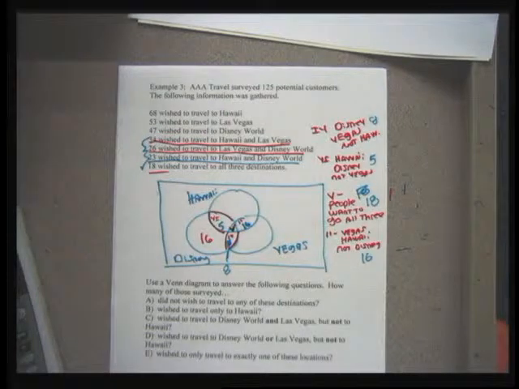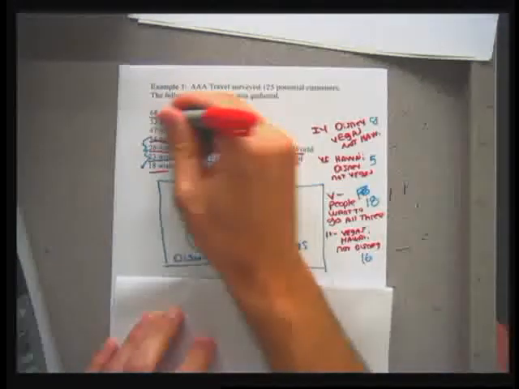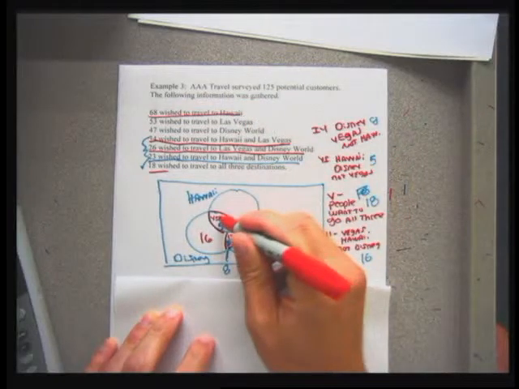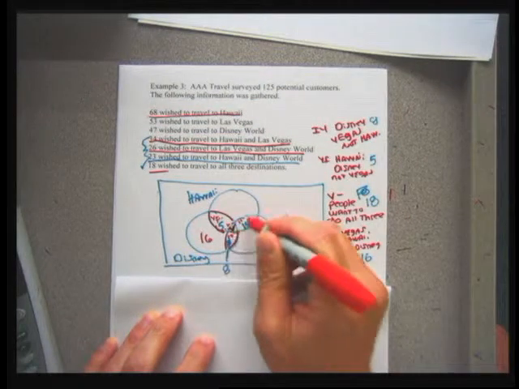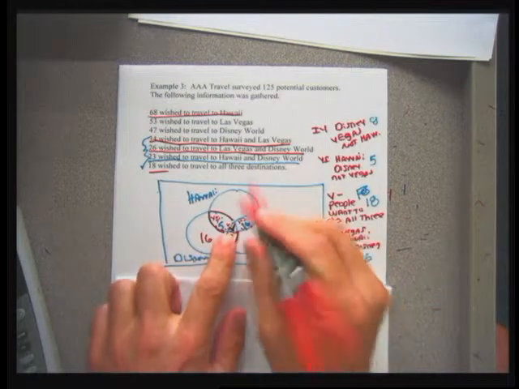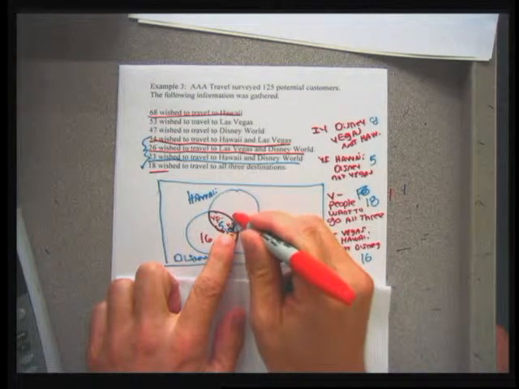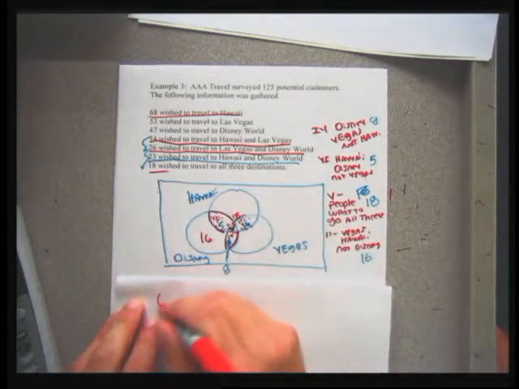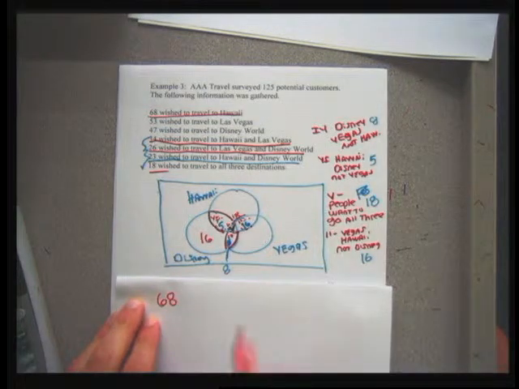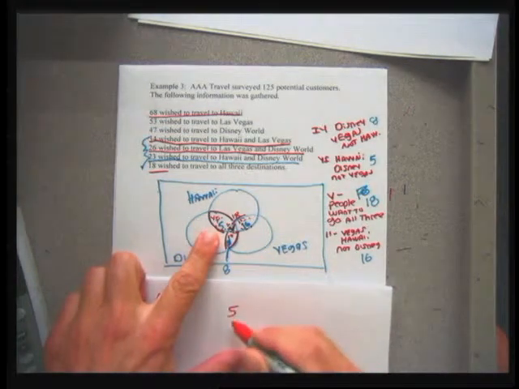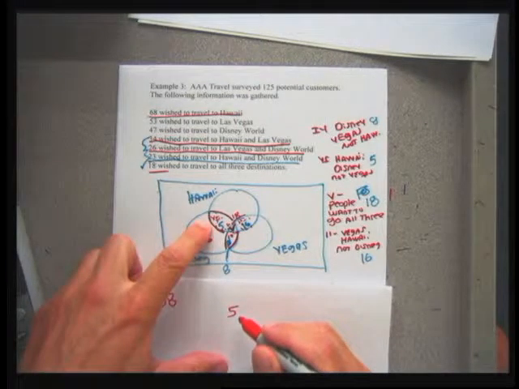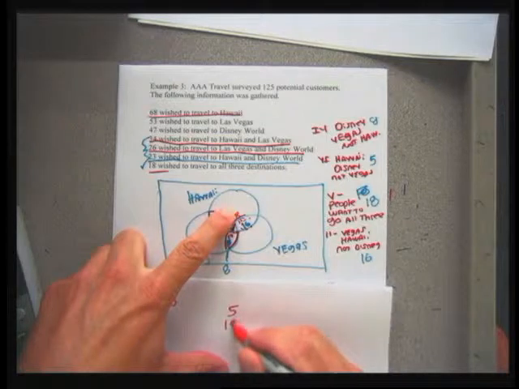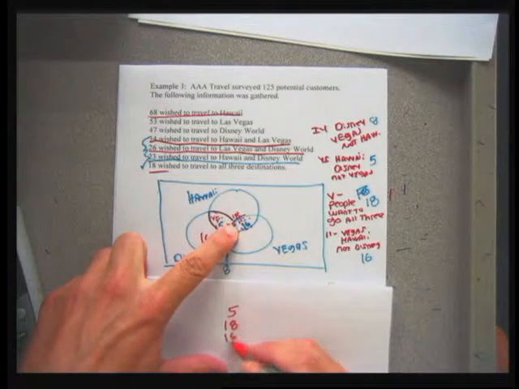When I go to fill in the region that says only Hawaii, I look at the word that says only Hawaii, which is this 68, and I subtract anything else in that circle. So when I go to do the only Hawaii, I'd like to subtract everything that's in that circle. This region 5 was supposed to be 18, because those are the people that wanted to do all 3. So the number that goes in the rest of the Hawaii circle, there's 68 people that wanted to go to Hawaii. Of the 68 people, 5 wanted to go to both Hawaii and Disney, but not Vegas. 18 wanted to go to all 3. 16 wanted to go to Hawaii and Vegas, but not Disney.